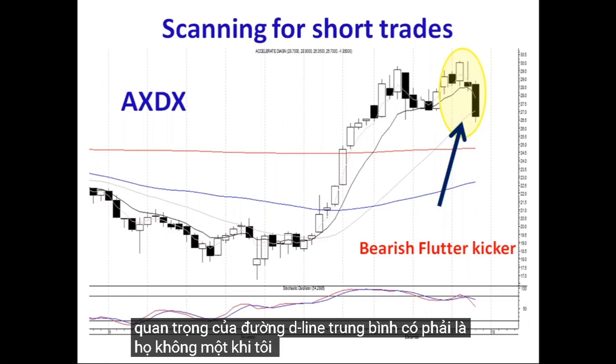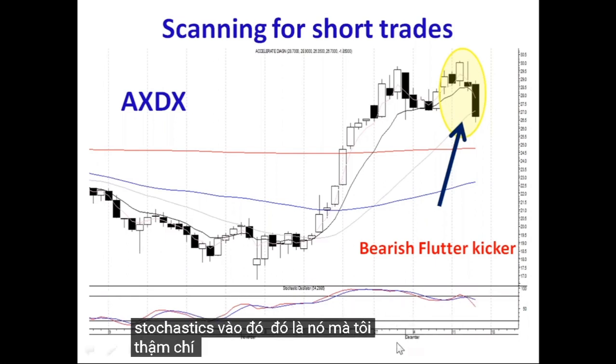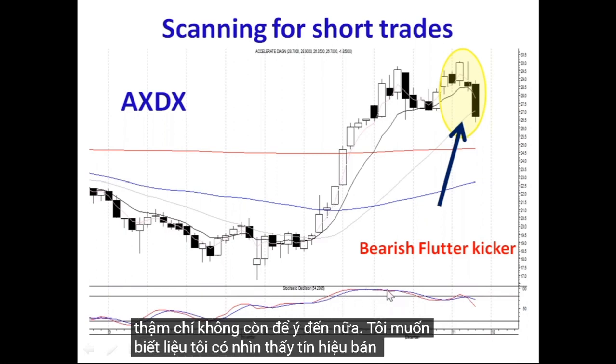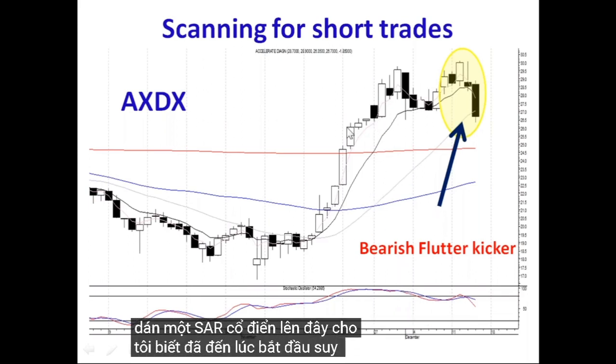How important is the average D line? It doesn't. Once I put the stochastics on, that's it. I don't even pay attention to them anymore. I want to know if I'm seeing a sell signal and stochastics are up here, that tells me it's time to start thinking about getting out.